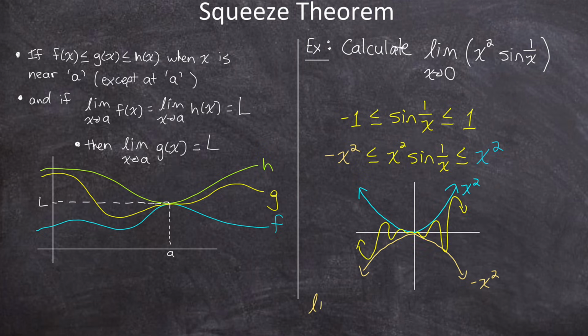The limit as x approaches 0 of the negative x squared function, as x approaches 0 from both the left and from the right, the y value seems to be approaching 0. And then if we look at the positive x squared function, as x approaches 0 from the left and from the right, it's approaching this point here, which has a y value of 0 as well.